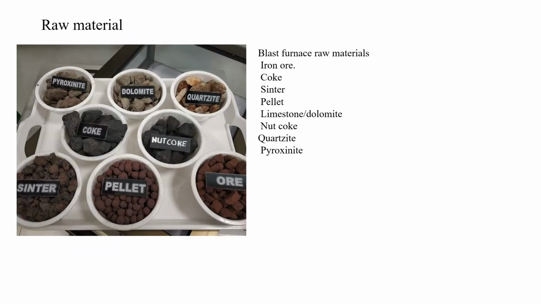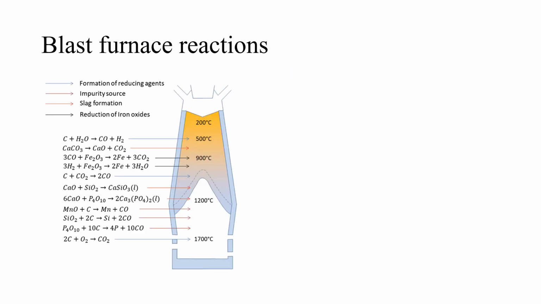Now, next, what are the raw materials we use in a blast furnace? These are the raw materials: iron ore, coke, sinter, pellet, limestone, nut coke, quartz, and pyrolusite. We will see the three most important ones, that is coke, iron ore, and limestone, and how they react in the blast furnace reaction.